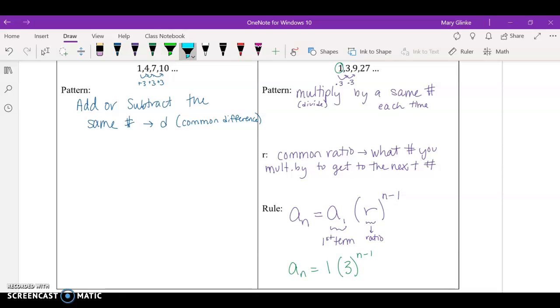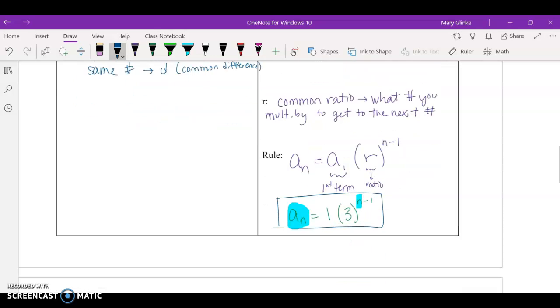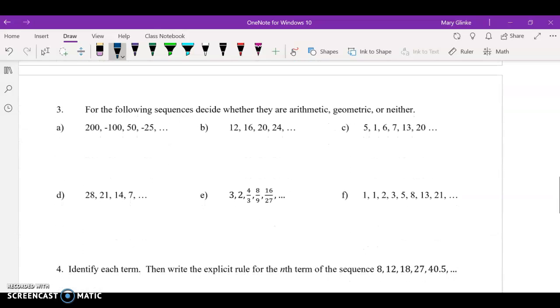So the n up as your exponent is kind of like having your x in your equation, and your a sub n is kind of like your y in your equations. This is your rule for that pattern above. So let's take a look at this and try a couple of examples here. For A through F, pause the video, look at the sequences, and decide if they're arithmetic, meaning adding, geometric, meaning multiplying, or neither, meaning no pattern.